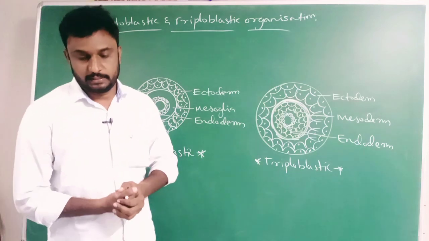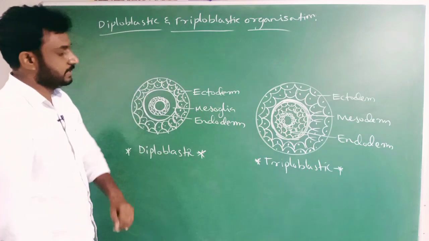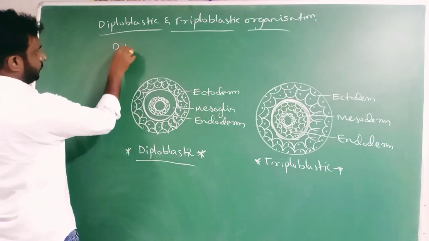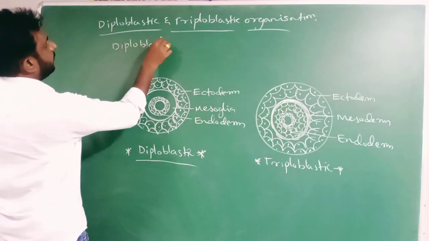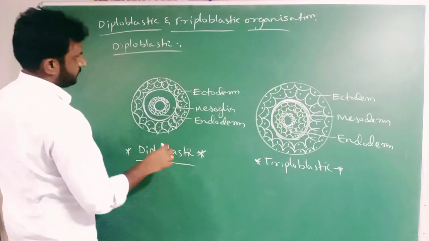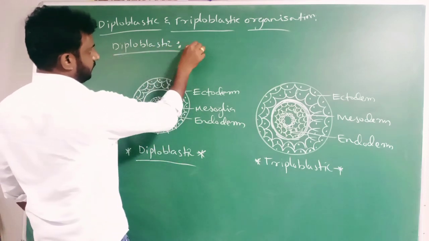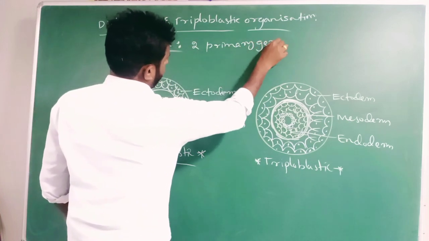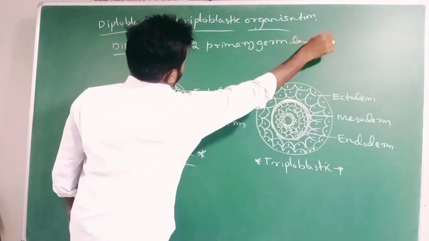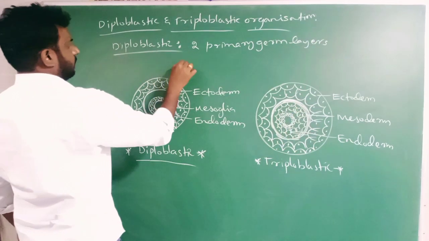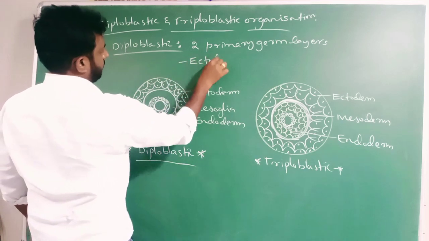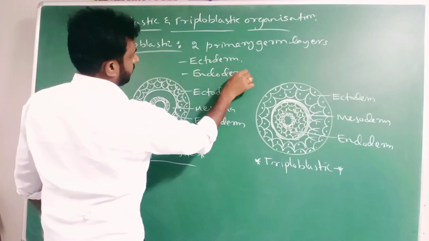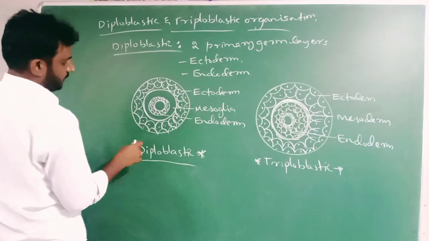Diploblastic and triploblastic organization. Diploblastic organisms and triploblastic organisms. What is the meaning of diploblastic? Diploblastic organisms are the animals which have two primary germ layers. The outer layer is called ectoderm and the inner layer is called endoderm. So this is the diploblastic organization.